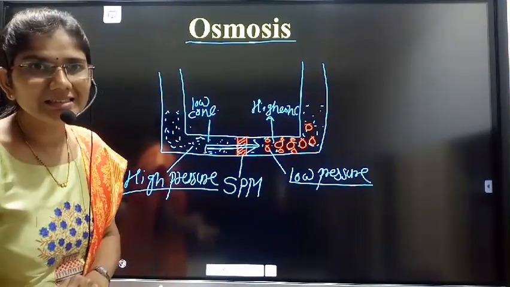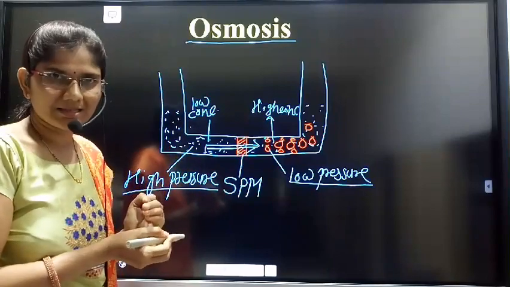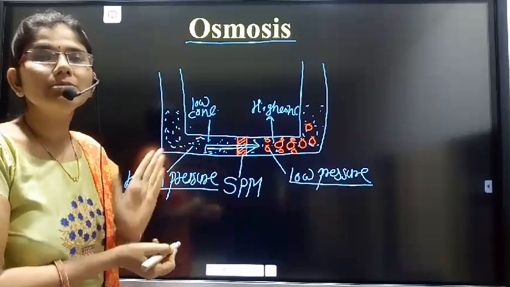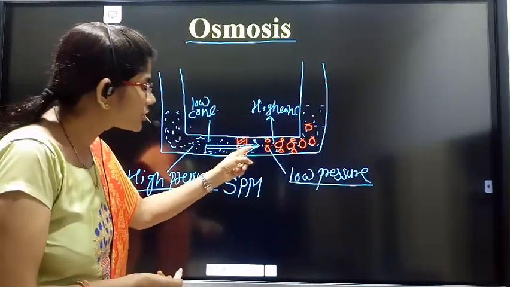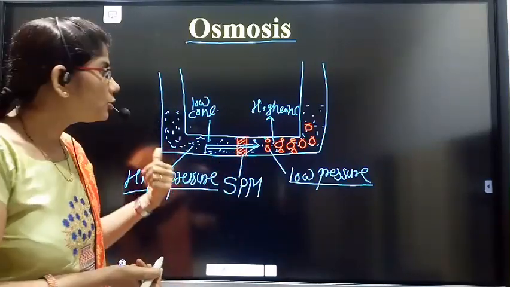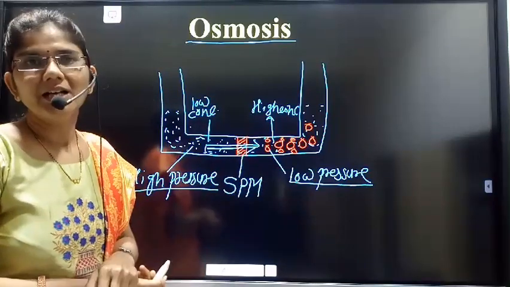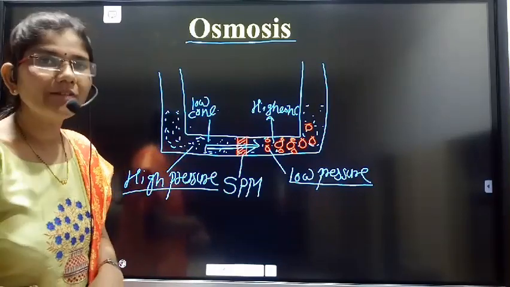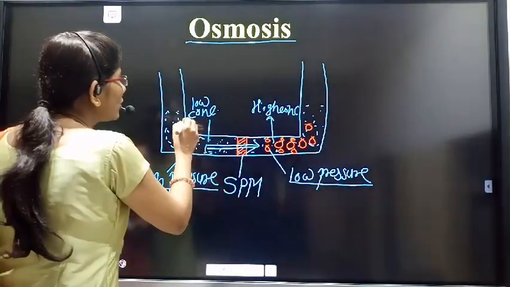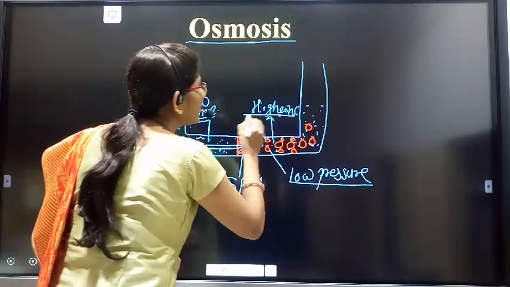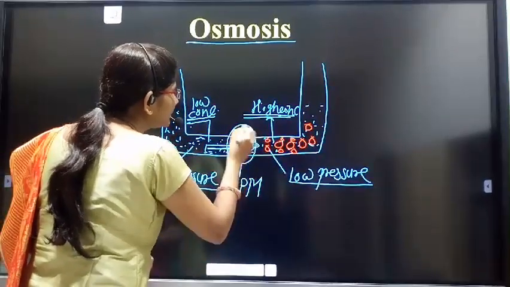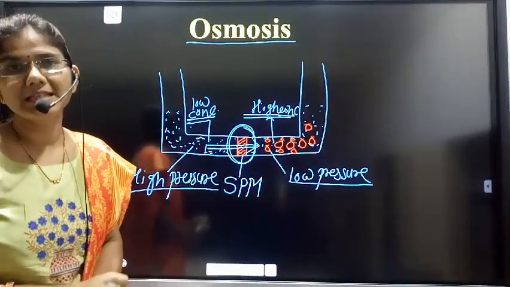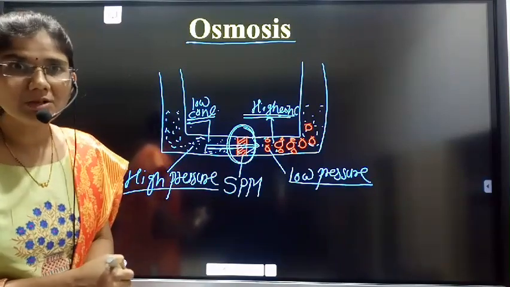What is meant by osmosis? Osmosis is the spontaneous flow of solvent molecules into a solution through a semi-permeable membrane, or the flow of a solvent from low concentration to high concentration through this semi-permeable membrane, is called osmosis.